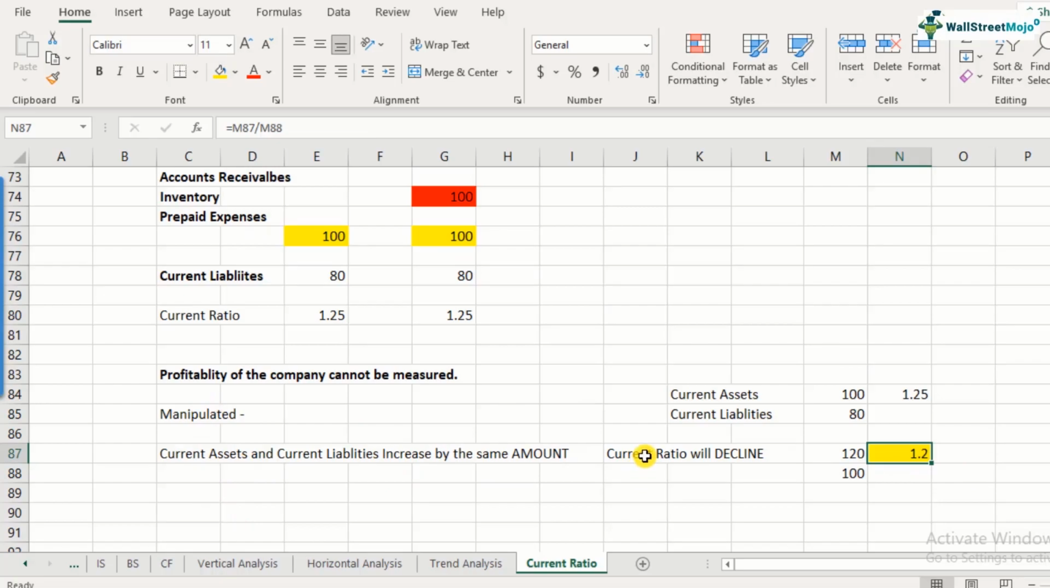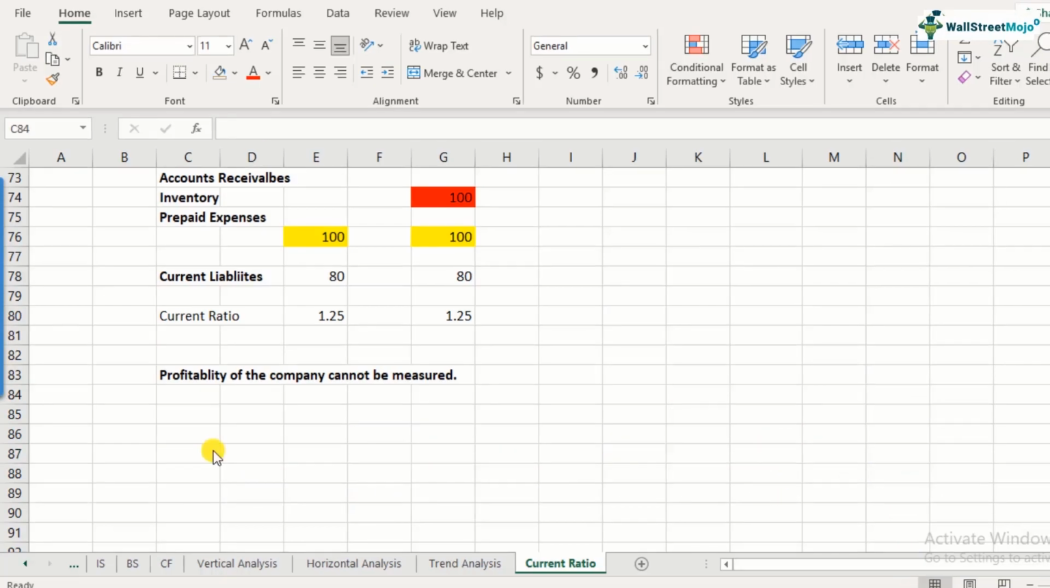If you want to put a rosy picture about your company, you can decrease your current assets and current liabilities, or you can increase or decrease, you can do it accordingly. Another limitation is that this ratio can also be manipulated. Manipulated means that this can be changed by doing some accounting gimmicks. What do I mean by this is, let's say if you increase current assets and current liabilities by the same amount, what is the impact on current ratio?